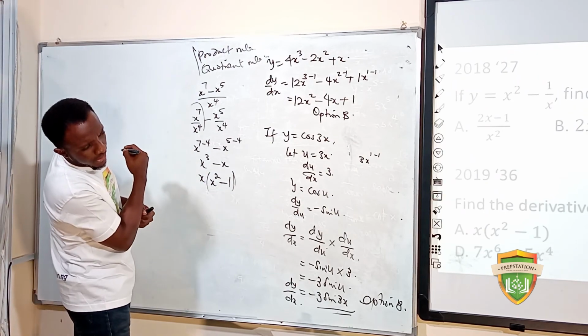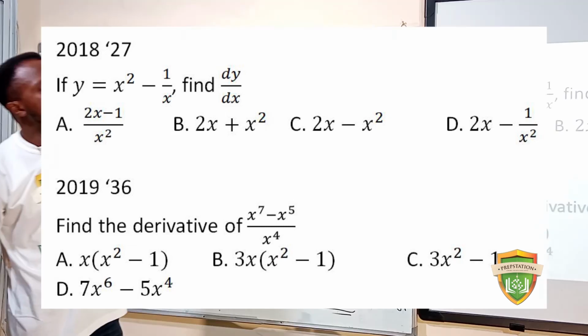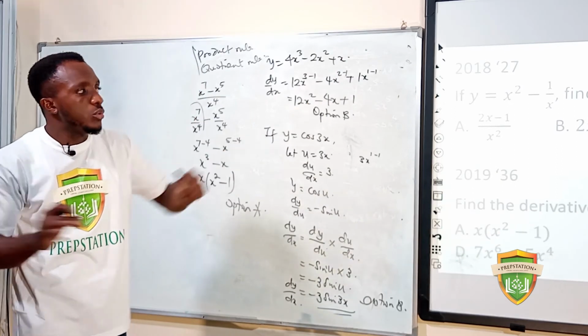Let's see if we have that there. Okay, fine. We have that there. So the correct answer is option A. x squared minus 1. Don't forget to try this. And let me give you a clue to this. I won't solve it. I'll just give you a clue that you solve.